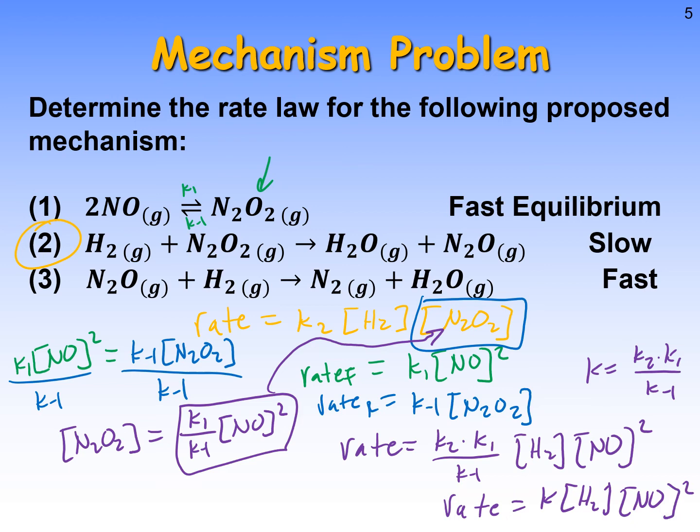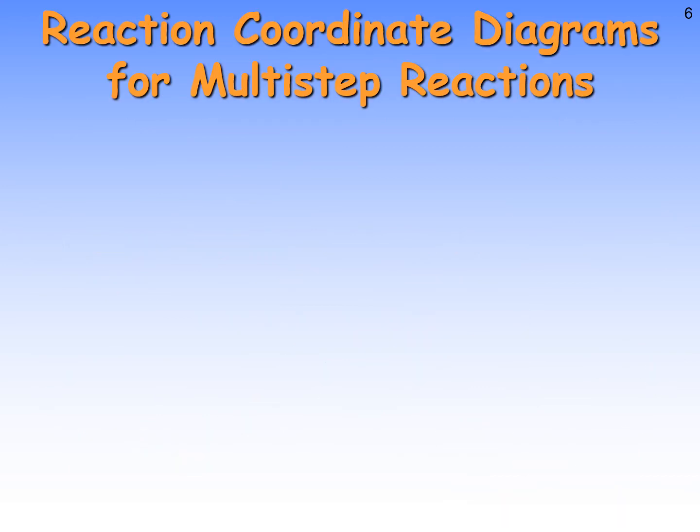They don't always give us similar answers like these last two examples have, but this is the process always if your slow step is the second step. And we won't be doing ones in the third or fourth step. Those get just too difficult. So let's look at some reaction coordinate diagrams for multi-step reactions.